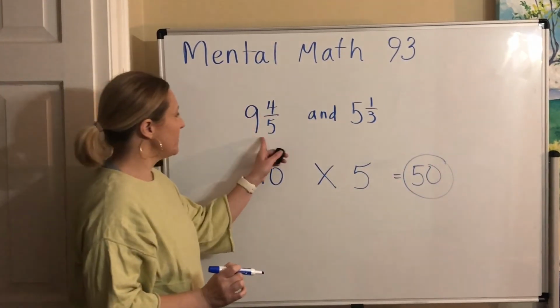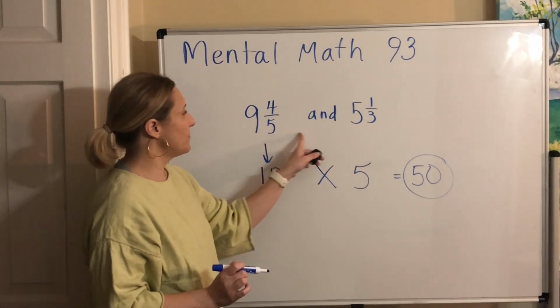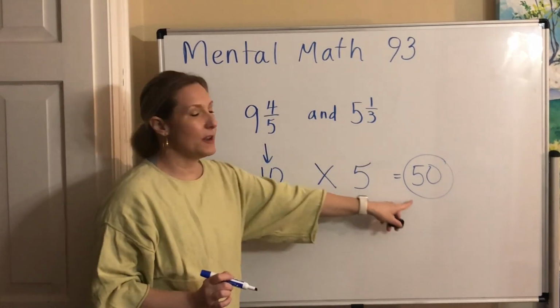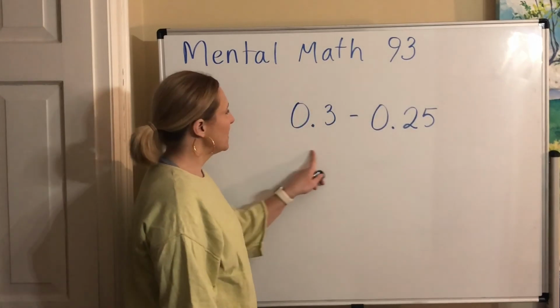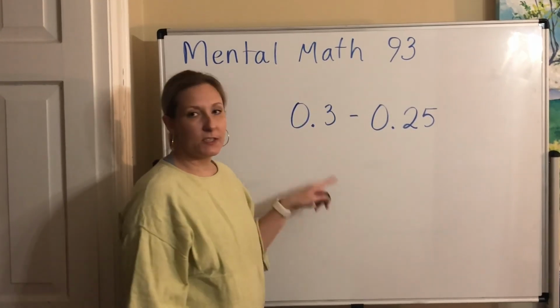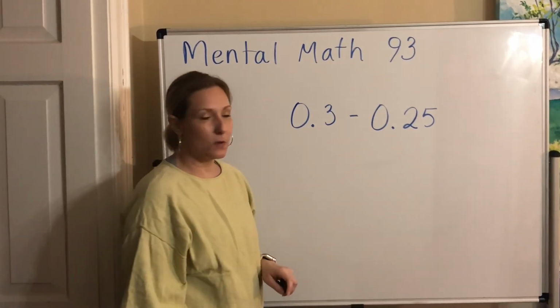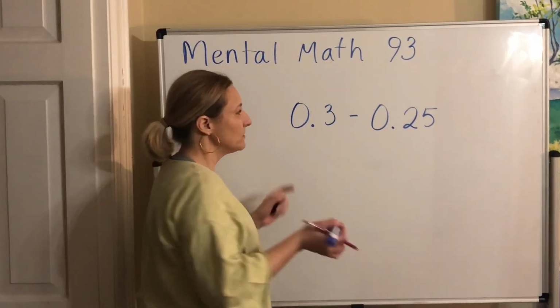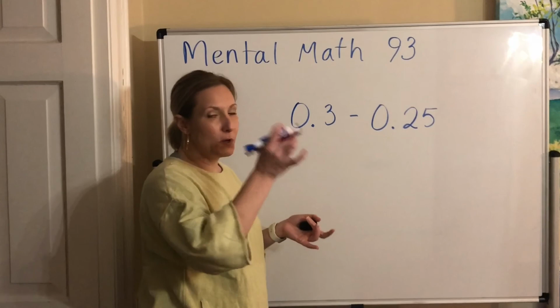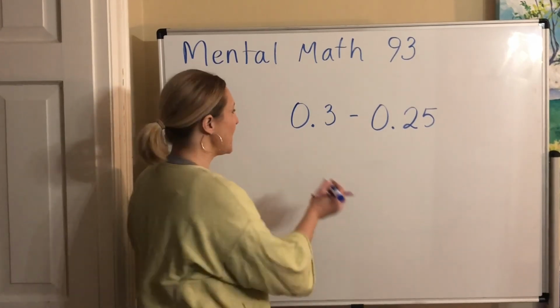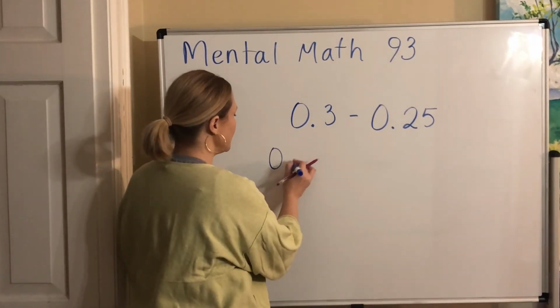So the estimate for this, 9 4/5 times 5 1/3, would be 50. Okay, look at your next problem, which is subtracting a decimal from a decimal. Well, normally you would do what you always do and line up your decimals, right?